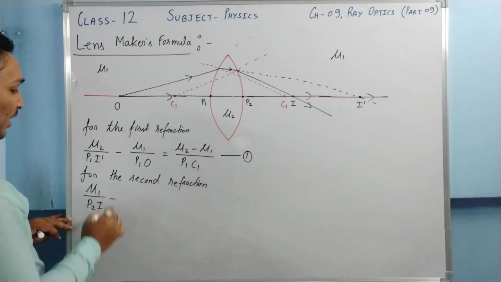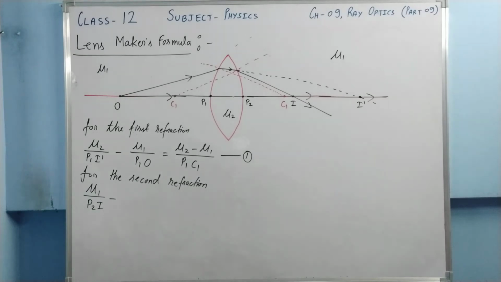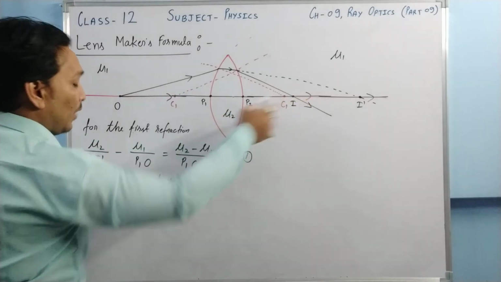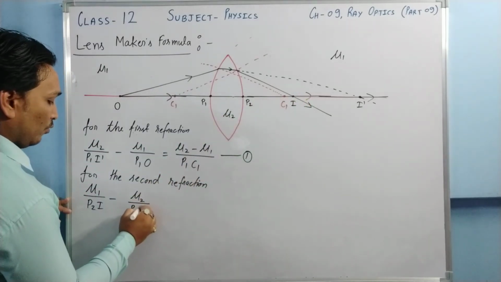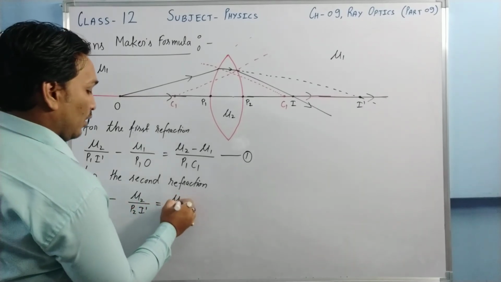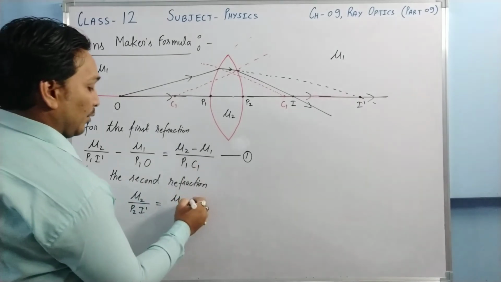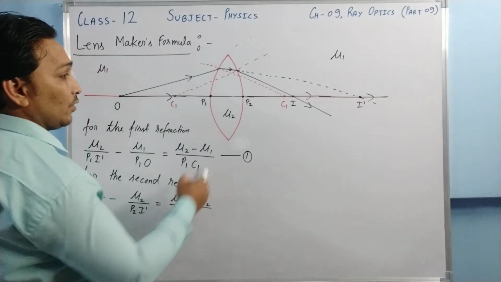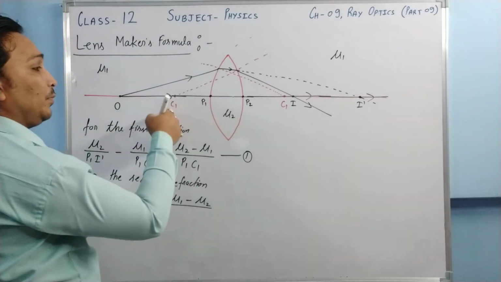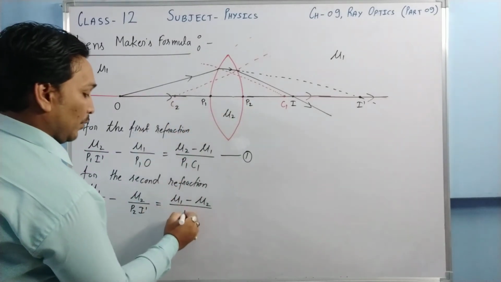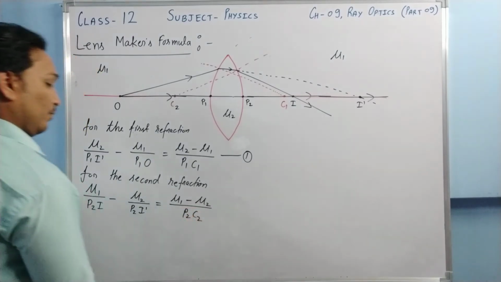P2I minus refractive index of first medium. Refractive index of first medium is mu2 upon object distance. Object distance is P2I dash. P2I dash is equal to, now mu1, refractive index of second medium, minus refractive index of first medium, which is mu2, upon radius of curvature. For the second surface, radius of curvature is P2C2, as the center is C2. So it will be P2C2.